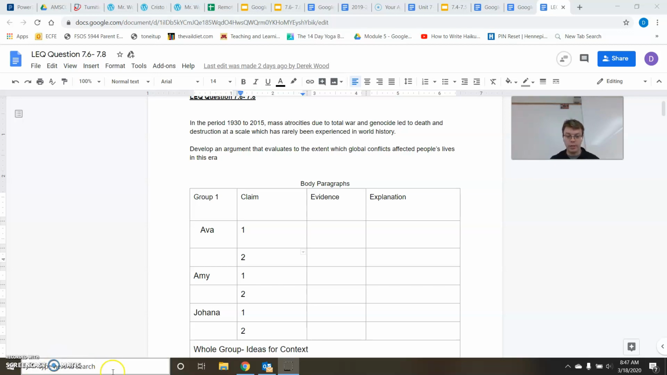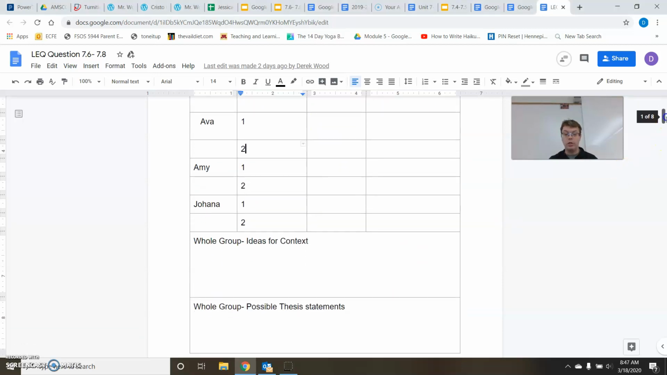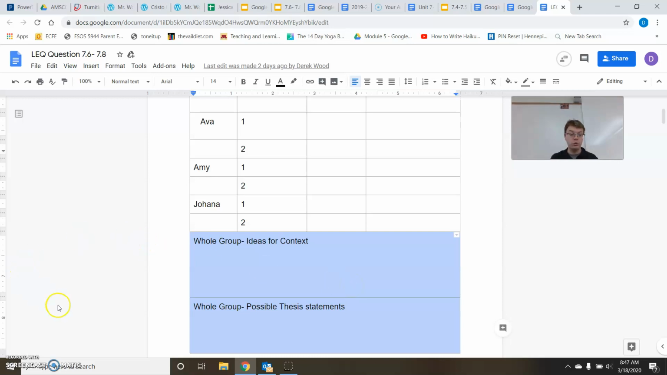So go ahead, put your claims, both of them, your evidence and your explanation, and fill these out the best you can. This part right here is not due yet. Context and possible thesis statements you don't have to do. If you want to get a start, you can, but you do not need to do that yet. You do need to fill these in the best you can.